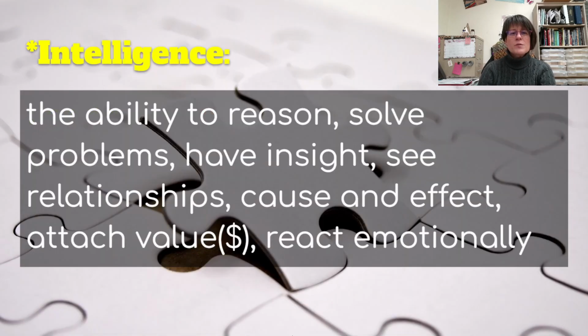For instance, we have much more intelligence. We have the ability to reason, solve problems, have insight, see relationships, cause and effect, attach value, especially to money, and react emotionally. Now, some animals also have intelligence, but not to the level that we do.